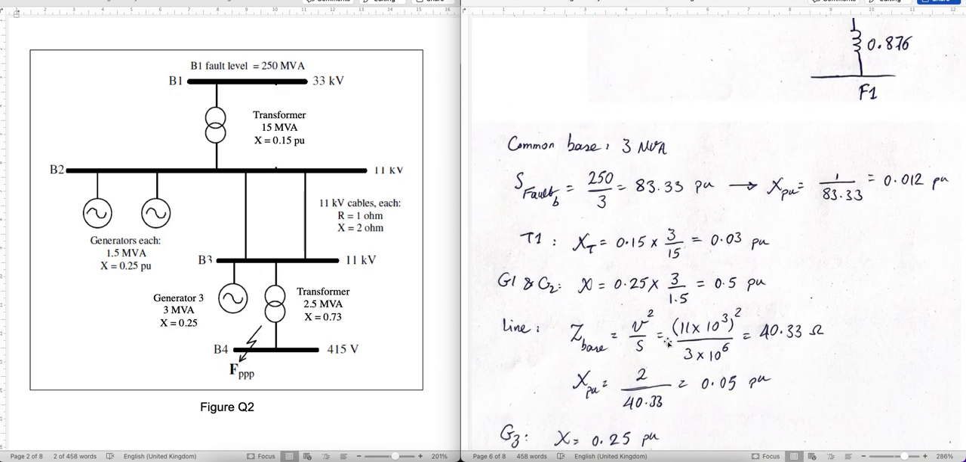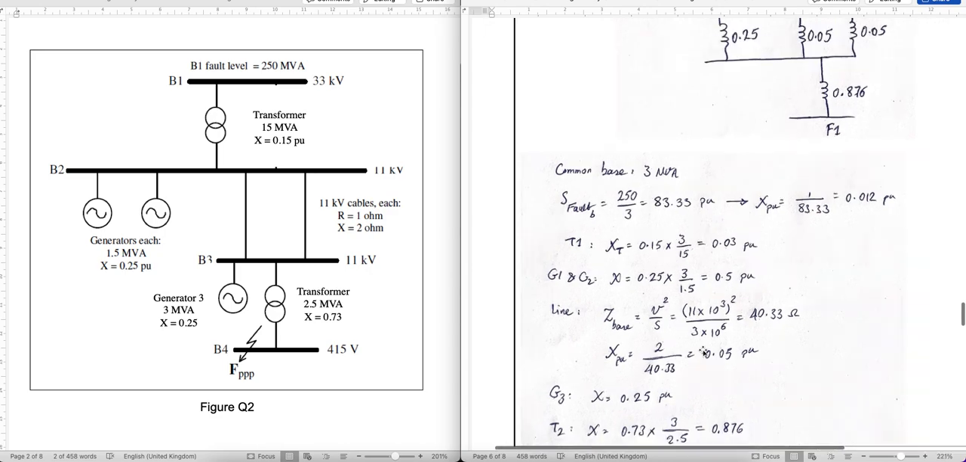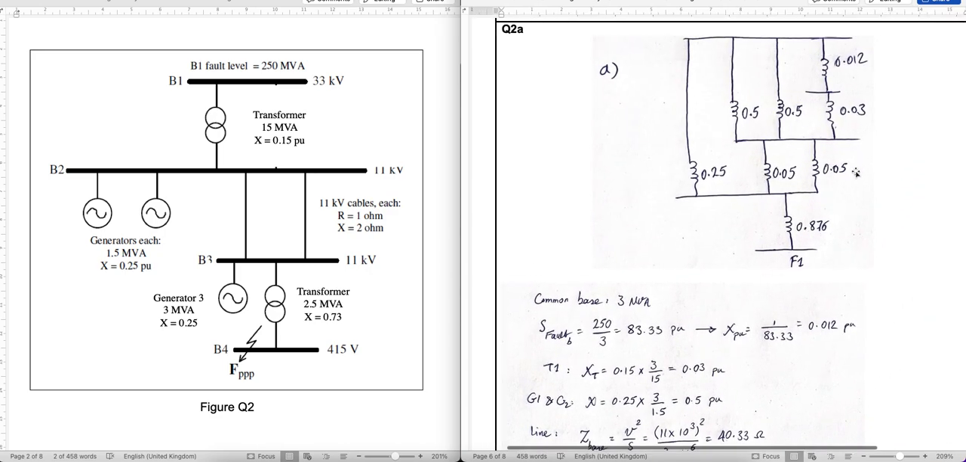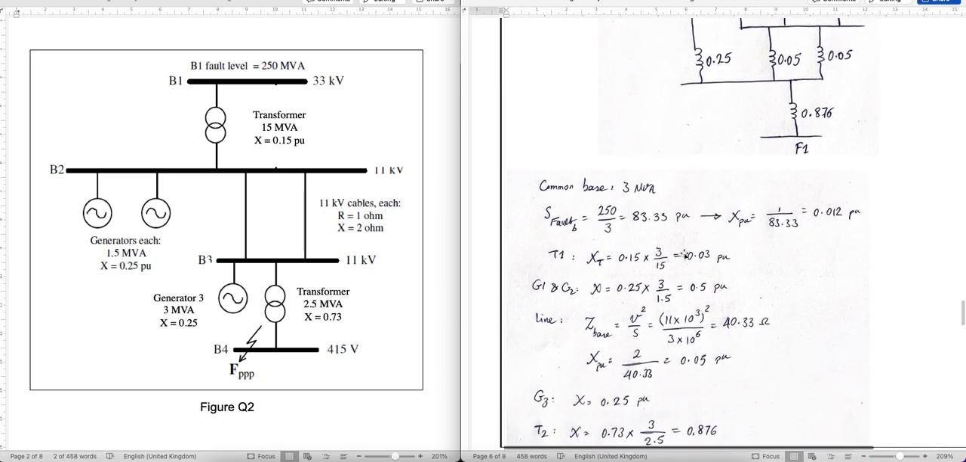Now you can calculate the X per unit. I've already excluded R here, it's not important because we are going to just calculate the reactance diagram. But if you want to also include R, it's the same. You divide 1 ohm by this 40 ohm. For the X, that is 2 divided by 40, and you get 0.05 per unit for the transmission line. And you map it here. There are 2 transmission lines. This is generator 3. I see the base power of generator 3 is exactly our base power, 3 MVA.